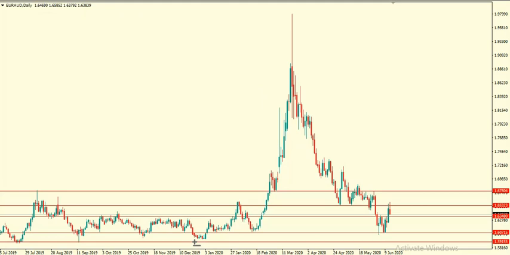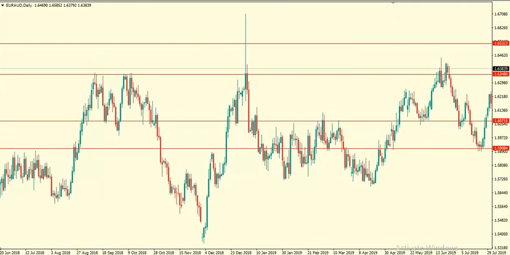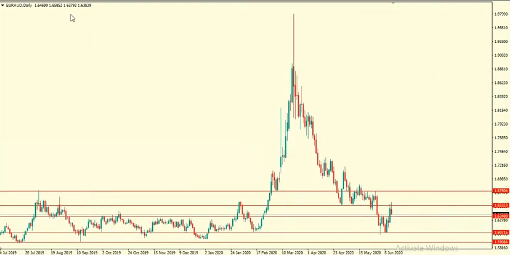Then lower, I have one at this point. I have one lower over here. Then finally I have one at this point. Okay, so these are the horizontal levels I'll be paying attention to. Next up, let's add a channel.